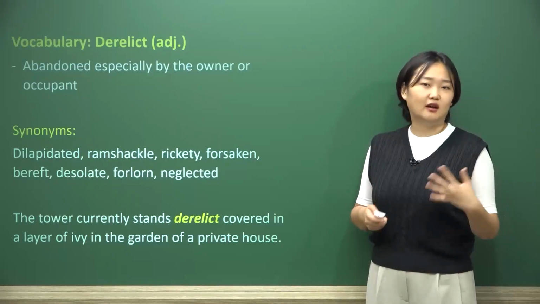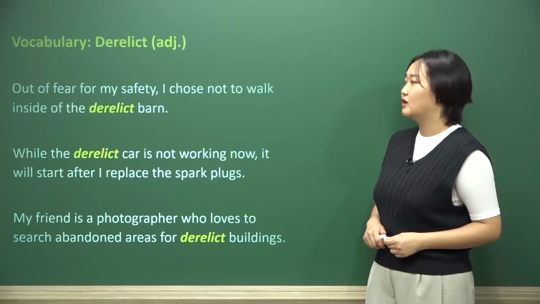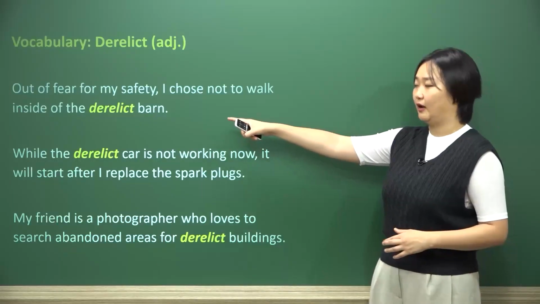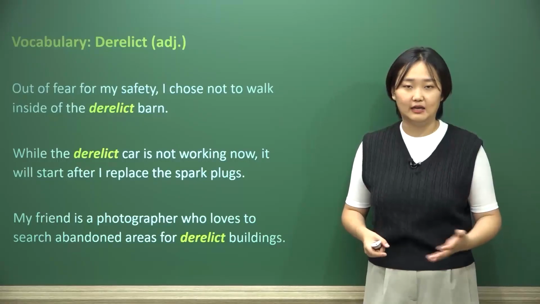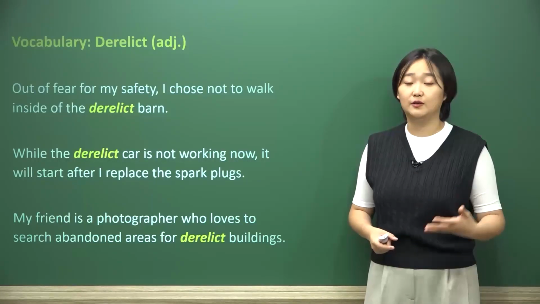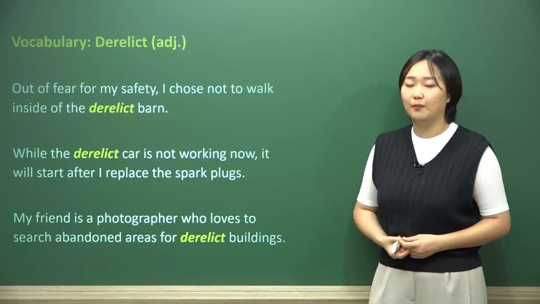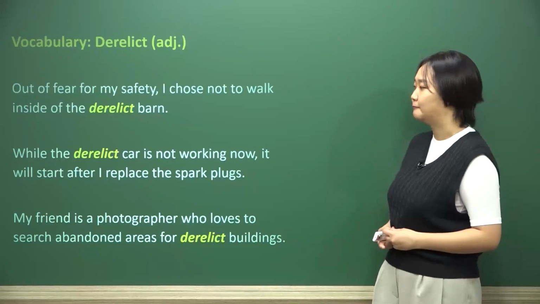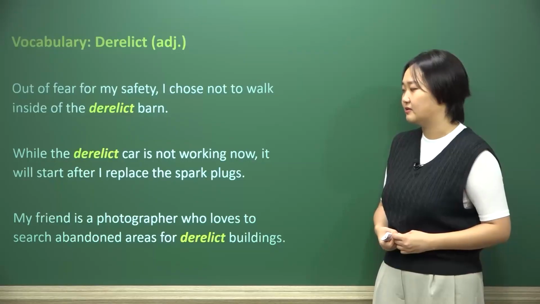Again, abandoned, often by somebody who used to occupy it. Out of fear for my safety, I chose not to walk inside of the derelict barn. So again, once more, abandoned by somebody, not taken care of anymore. It is dilapidated. It's going to fall down. It is probably going to be very dangerous to walk in here, especially if it is an old barn that has been abandoned. And so it makes sense why this person would not want to go in. While the derelict car is not working now, it will start after I replace the spark plugs.